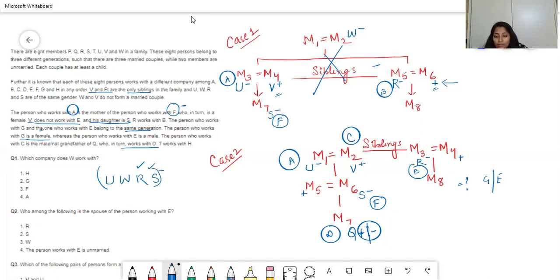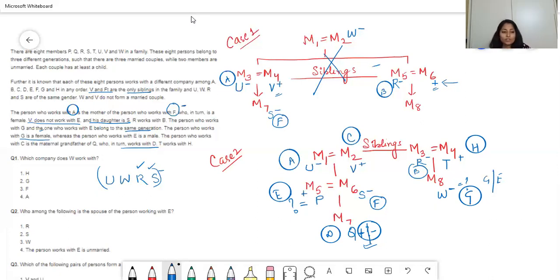Let's see what are the companies we have allotted. A, B, C, D, F. E is left and G is left. Now, since this place is also out, the only place left is M8 for a female to take place. So we'll say W is here. And we do not know who is the male member, M5. W works in the company G and this male member works in the company E. Now the company left is H. So M4, the male member, works in the company H. Reading further, T works with H. It means T is the husband and P left is S. S's husband is P. Now our family tree is complete.